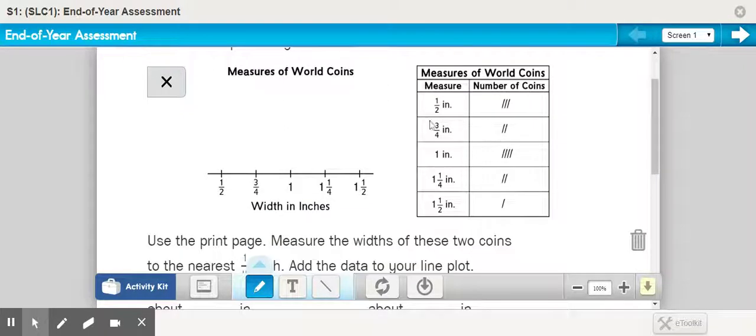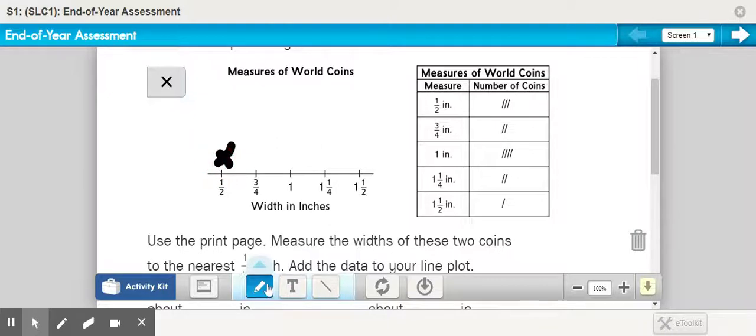So you'll see that they've given you a tally chart over here where they have different measurements and then the number of coins at that measurement. And so as we look at our line plot, you'll see that we have 1/2 of an inch, 3/4, 1 inch, 1 1/4, 1 1/2. And so looking here, the measure of 1/2 has 3 tally marks. So I'm going to take my marker and I'm going to draw 3 X's.